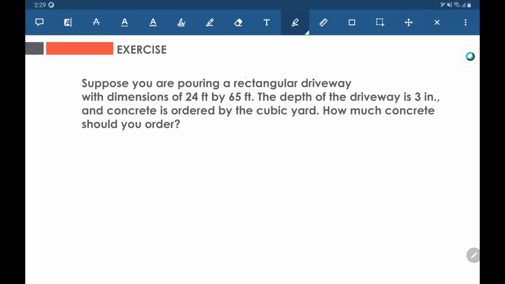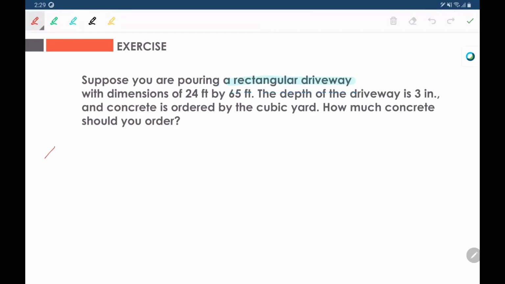Okay, when you read the problem, try to understand the question. Rectangular driveway. This is the rectangle shape, right? Rectangular, with dimensions of 24 feet by 65 feet. Okay.